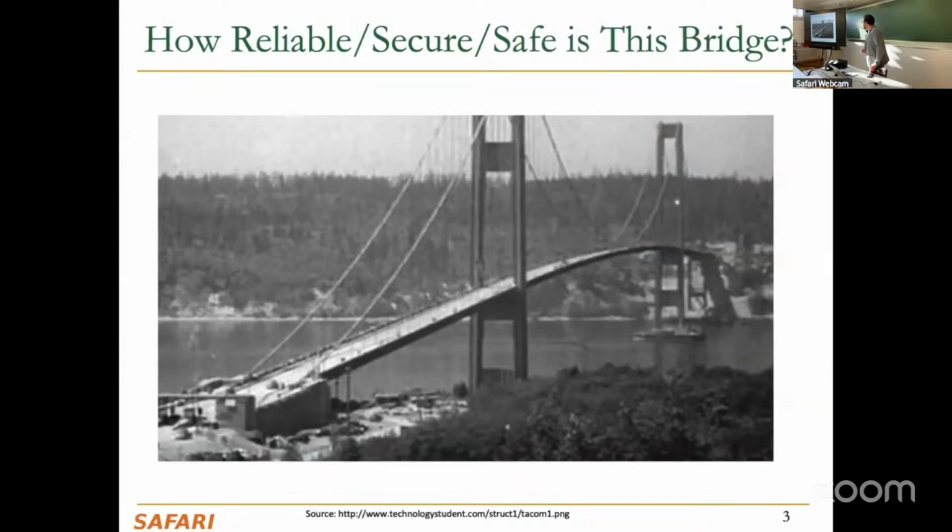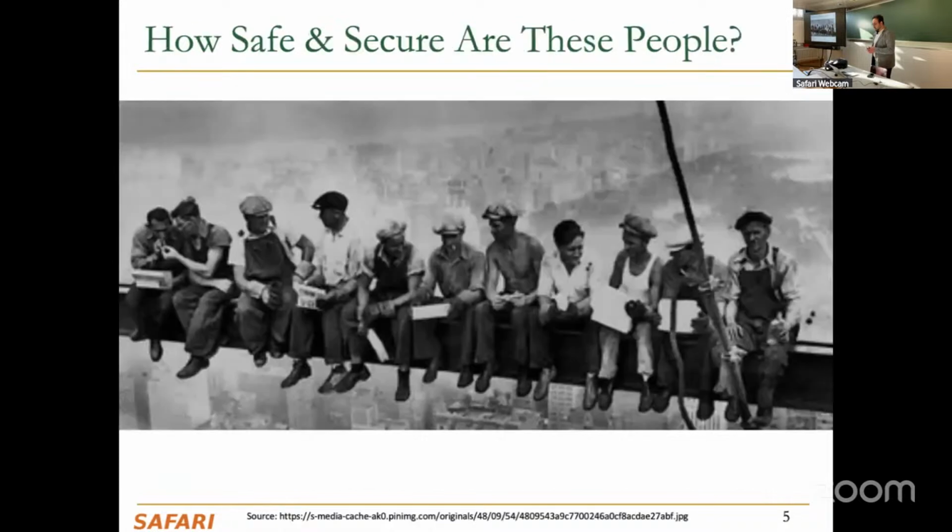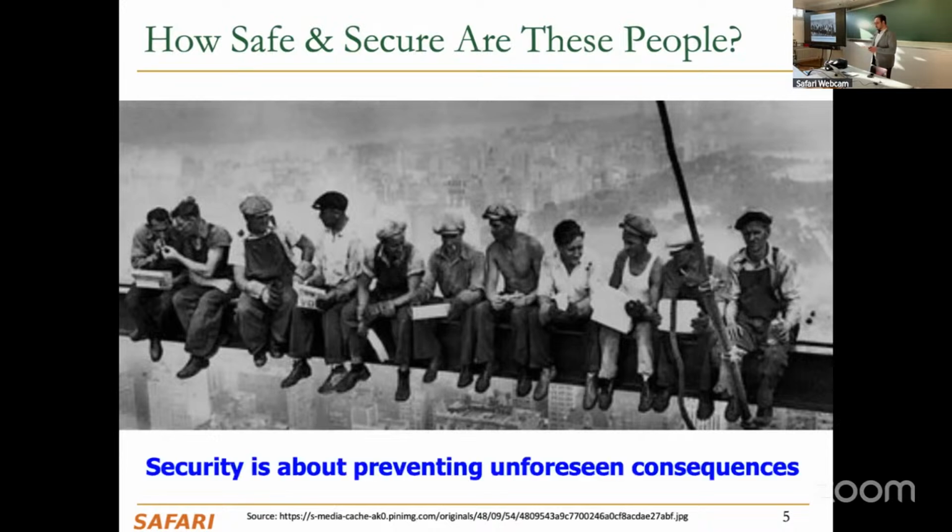Let's start with looking at this picture. How reliable, secure, and safe do you think this bridge is? It looks nice, right? But due to some engineering and building mistakes made along the way, it miserably failed at its time. You might think that these people are fine, enjoying their time, having lunch together, but we do not know what is going to happen in the next moment, right? So security, or robustness in general, is about preventing unforeseen consequences.